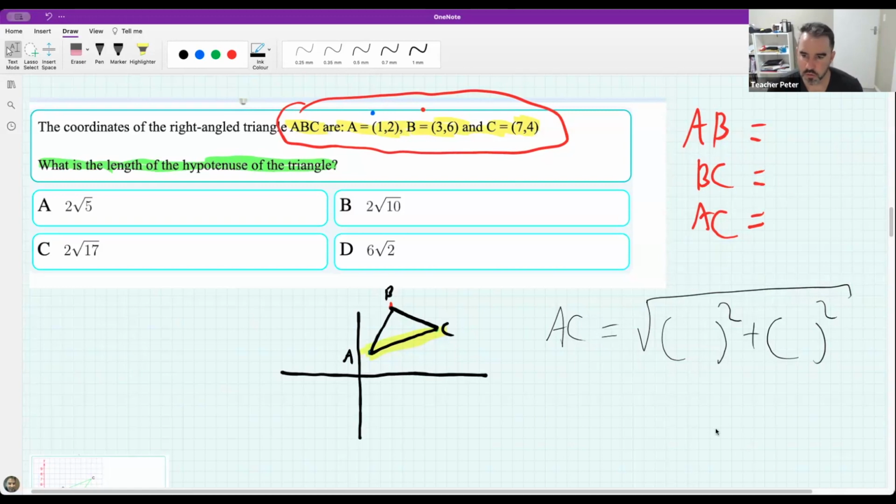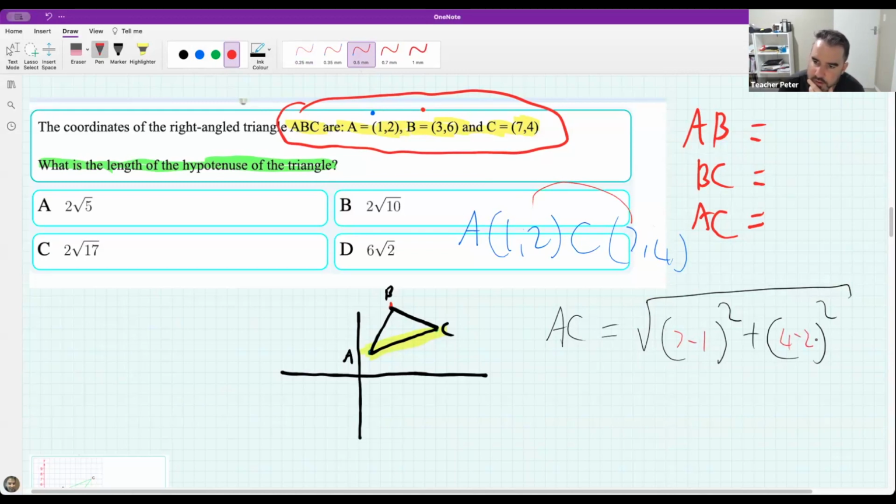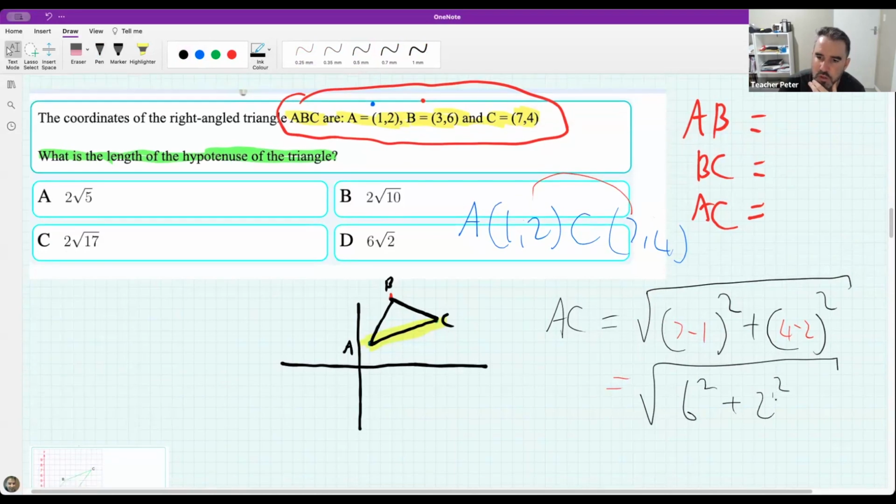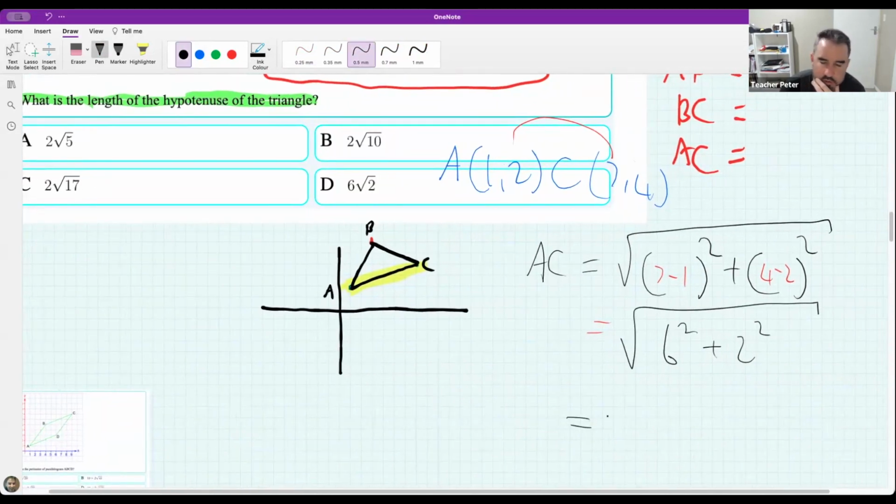So what are we going to do here? Make sure we choose the correct point. Maybe we should write down that A is the point (1, 2) and C is the point (7, 4). 7 minus 1, and then 4 minus 2. 7 minus 1, yep, so that's 6 squared, and that's 2 squared. Did I make a silly mistake? Let's have a look.